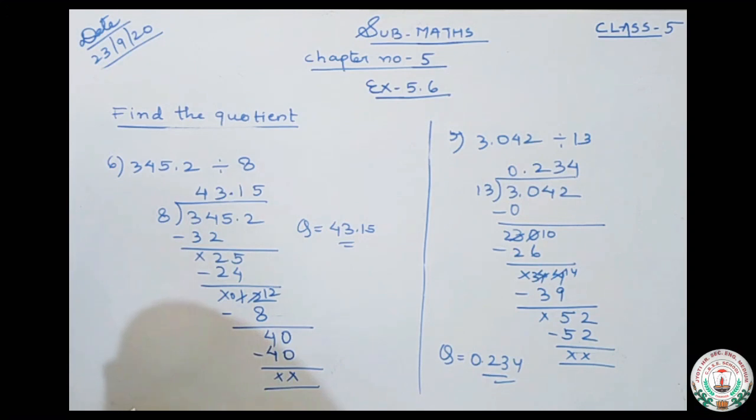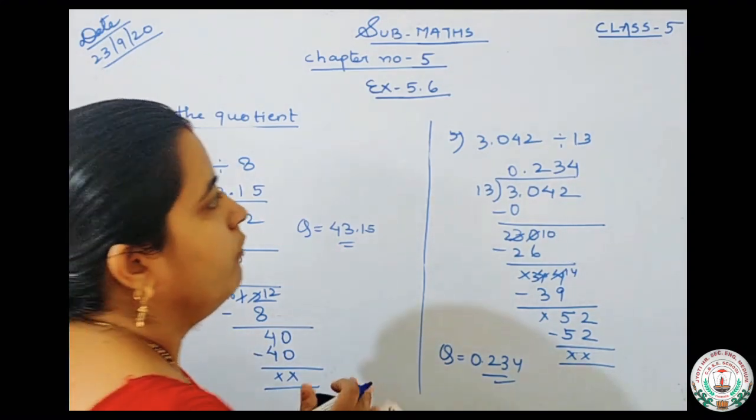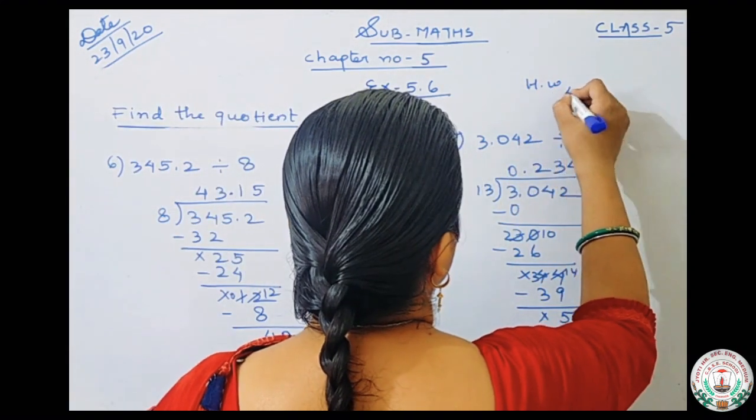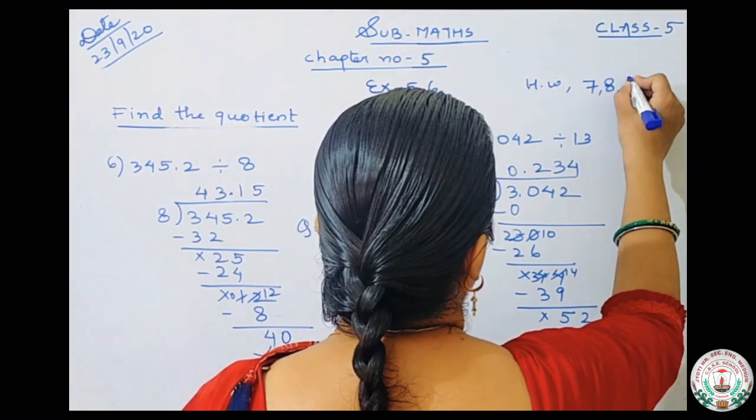Now, like this, you will try to solve the 3 questions left out. You will try to solve the rest of the questions on your own. Okay. 6 are solved, only 7, 8 and 9 remain. 3 questions are your homework. Homework is 7, 8 and 9.